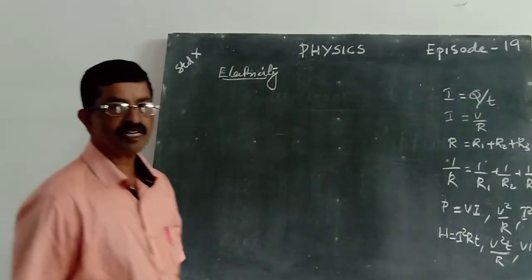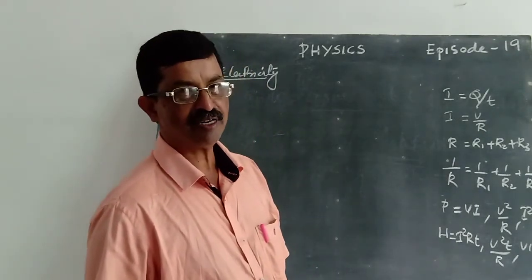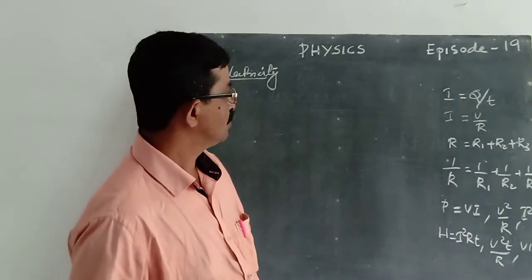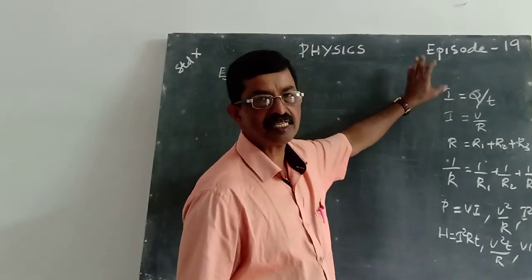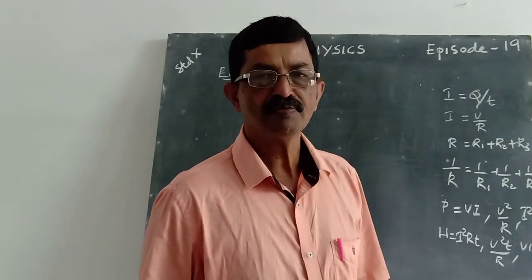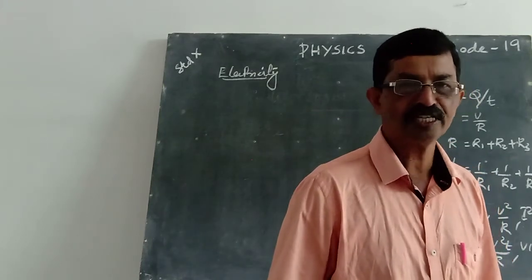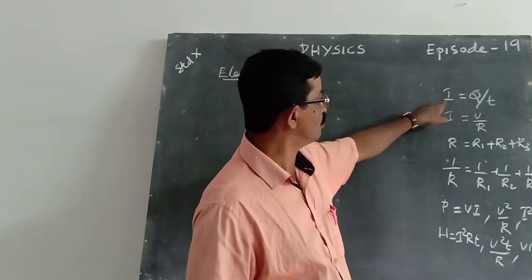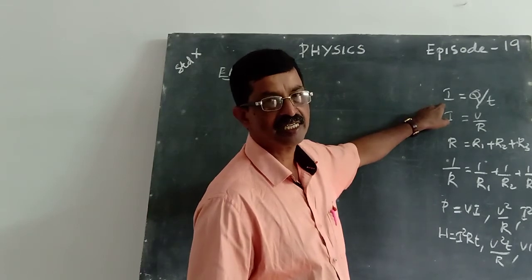The important points you want to remember from this unit. First of all, what is electric current? It is the rate of flow of charges. Rate of flow of charges means it is the charge flowing in unit time. So the equation for it is I = Q/T.